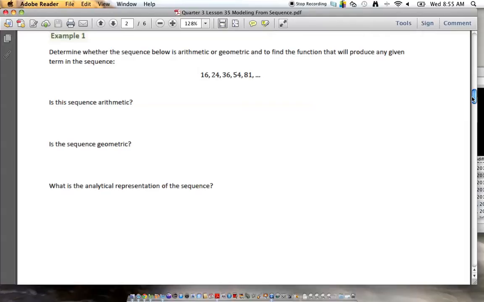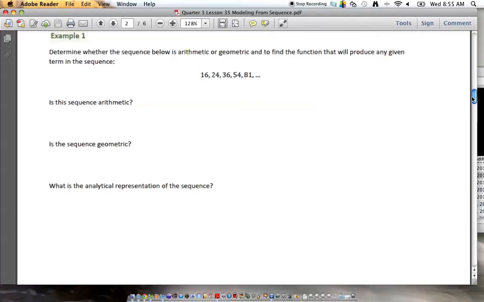Geometric. Here's how you tell. Are they adding the same thing over and over again? How much do I go up here? 8. How much do I go up here? How much up here? 18. So it's definitely not arithmetic.